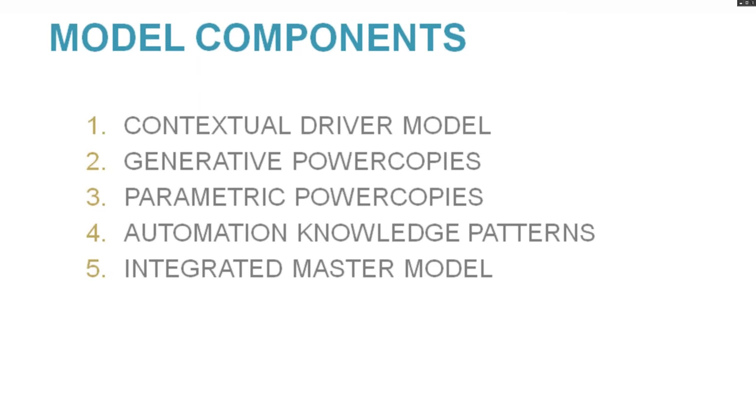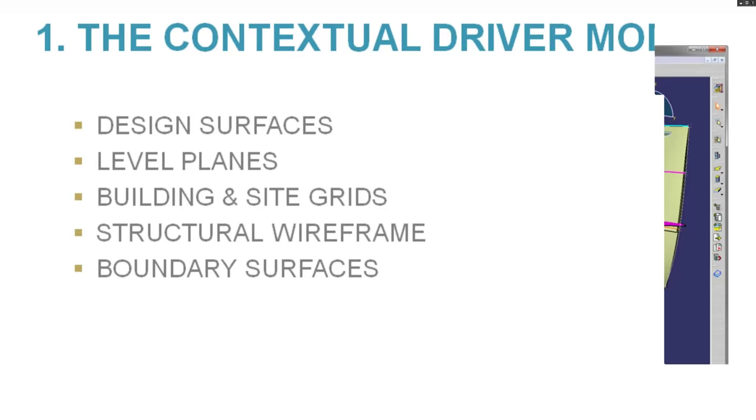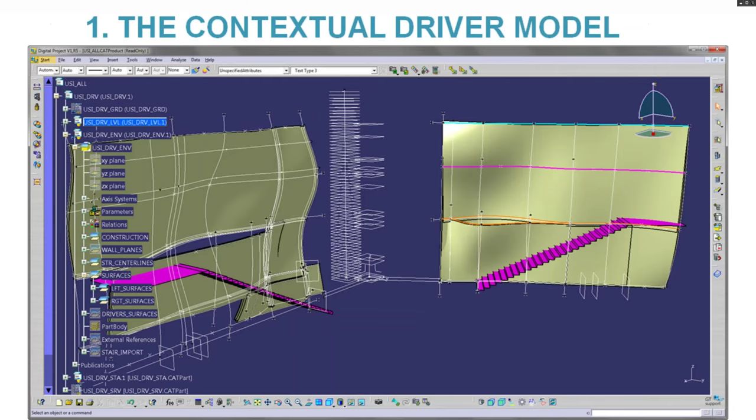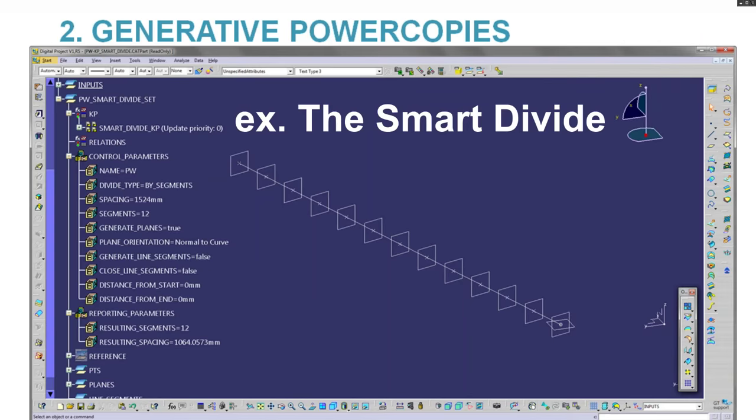So to talk a little bit about how we set up our models, there's five parts to each model. There's the driver model, which is like the skeleton equivalent in CATIA, generative power copies, parametric power copies, automation and knowledge patterns, and then this integrated master model. The contextual driver model is going to be plane surfaces, points, grids. Here's a look at an example of that with surfaces. We have generative power copies then that we layer on top of those surfaces. Those are primarily knowledge patterns. That produced lists of geometry, discrete geometry.